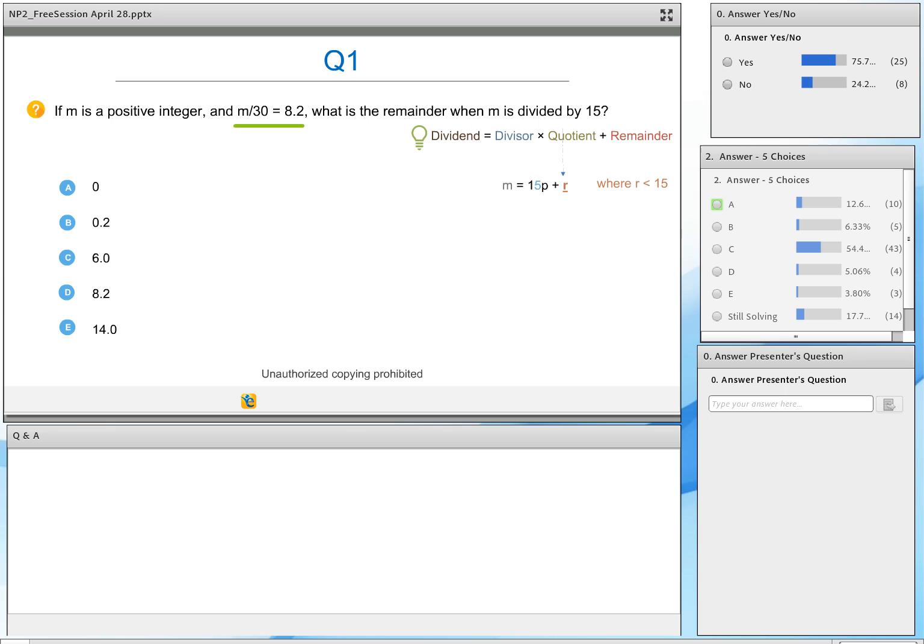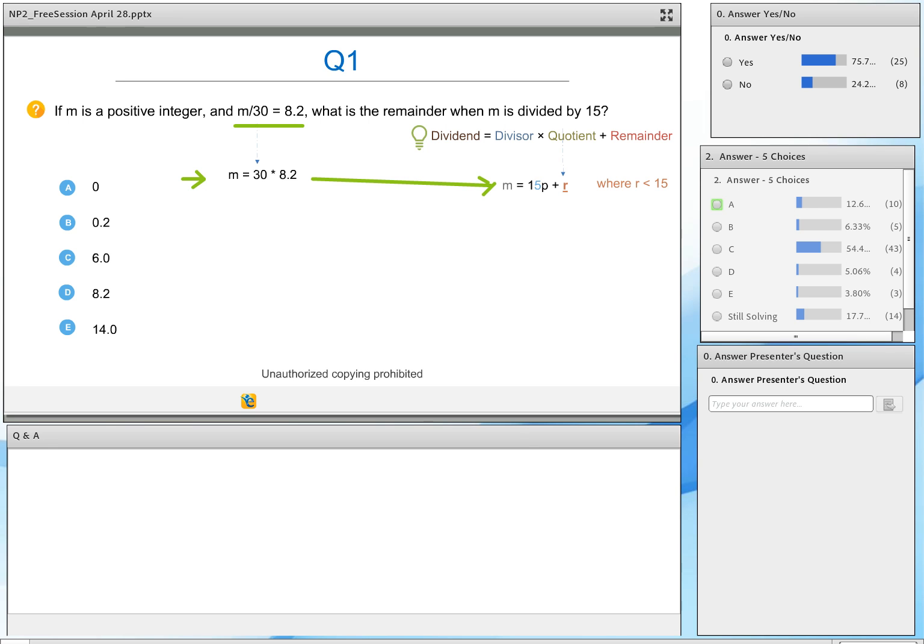Same method: m is equal to 15p plus r, and my remainder is always less than my divisor, so r is going to be less than 15. What's given to me is m divided by 30 is equal to 8.2. So I write the given equation as m is equal to 30 into 8.2. This is where the visualization skill comes into the picture. I have to write this equation down in such a manner that I can convert it into this form.